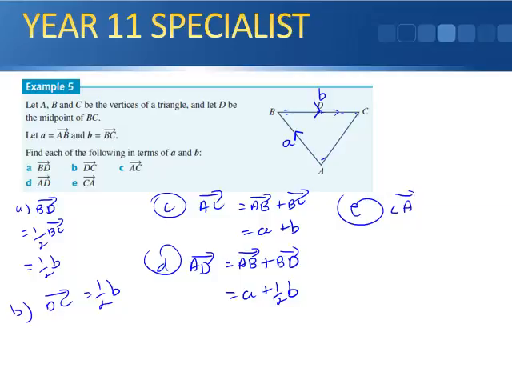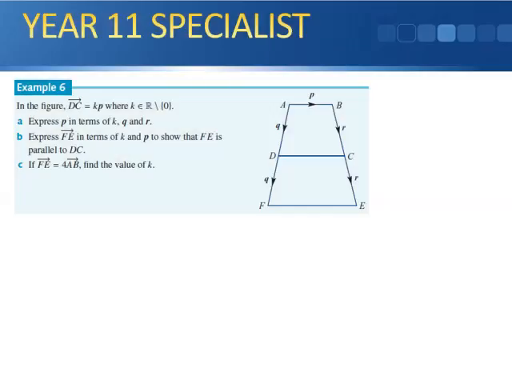C to A. We've got to go from C to B, and then from B to A. Okay, now C to B, that's the opposite of B to C. So it's going to be negative B. And B to A is the opposite of what we're going from A to B. So that's going to be minus A. Take out the negative, and I've got A plus B. So there's that one there.